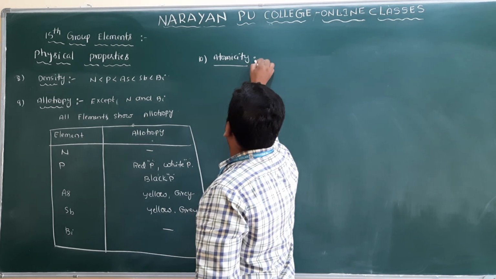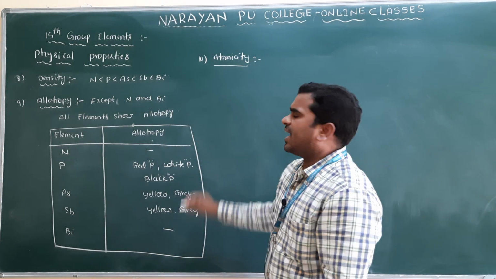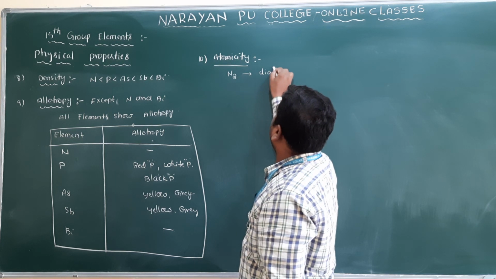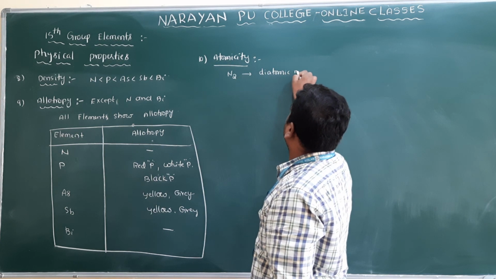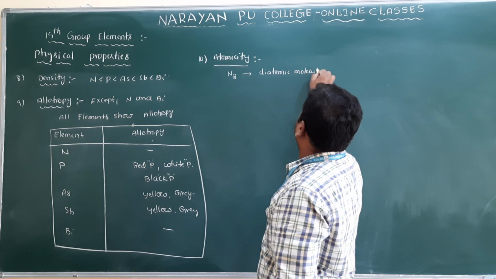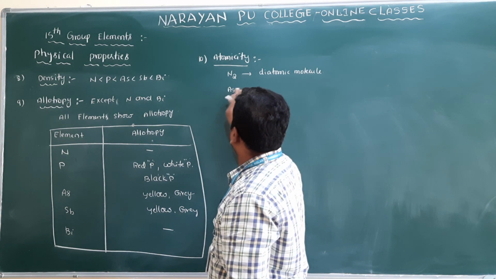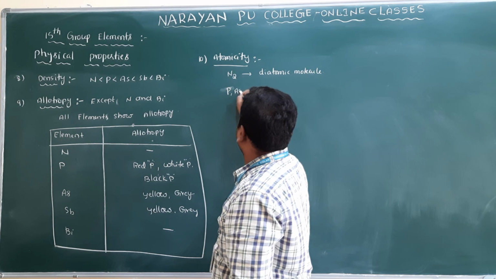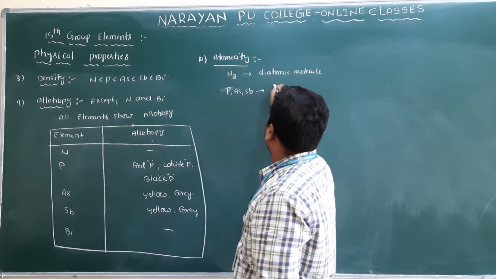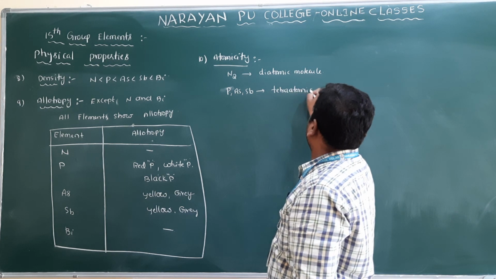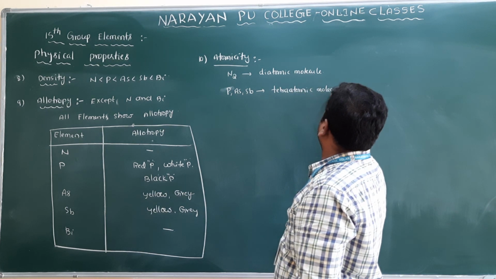Clear? You know that nitrogen is a diatomic molecule. Nitrogen is a diatomic molecule. And next, phosphorus, arsenic and antimony are tetraatomic molecules. So tetraatomic molecule. Clear?